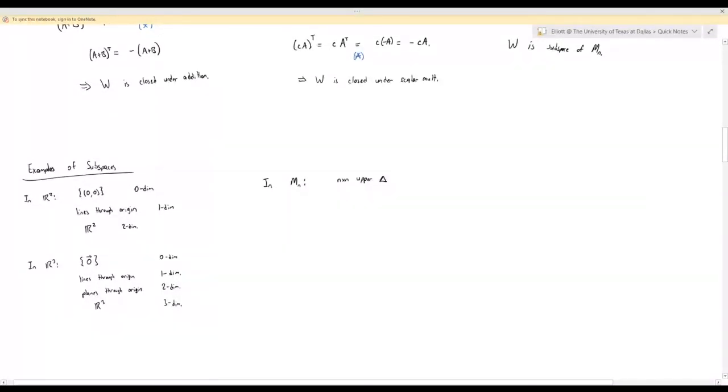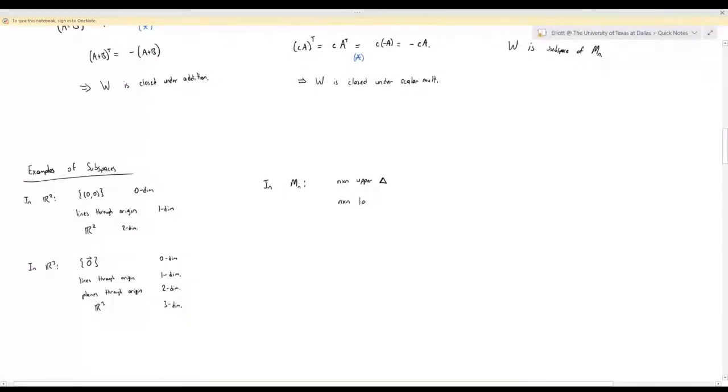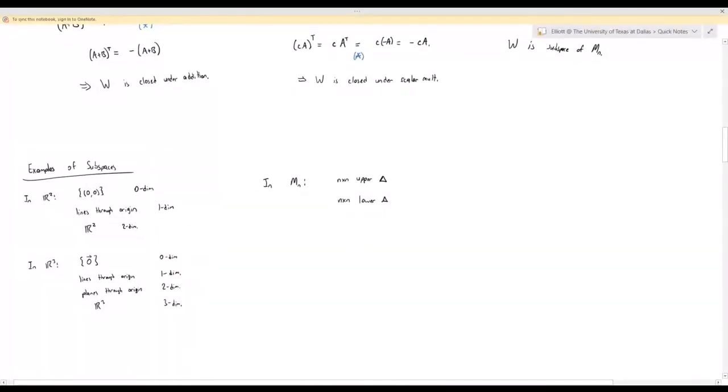So the set of all n by n upper triangular matrices would form a subspace. It's closed under addition because the sum of any two upper triangular matrices is also upper triangular. And it's closed under scalar multiplication because if you multiply an upper triangular matrix by a scalar, the result is still upper triangular. The same argument works for n by n lower triangular matrices. That set will also constitute a subspace.